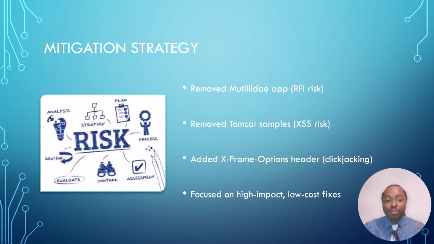I chose to remove the Mutillidae app, delete the Tomcat sample applications, and add the X-Frame-Options header. These three changes were fast, free, and directly tied to the biggest problems that I noticed. The idea was to make the system safer with just a few steps. Removing public attack points and adding basic protection can go a long way in hardening a system.